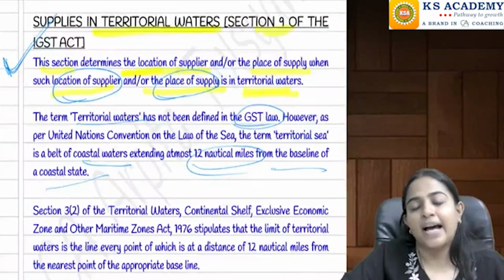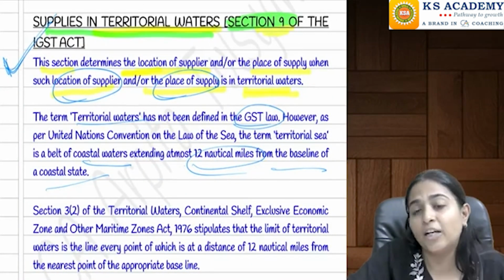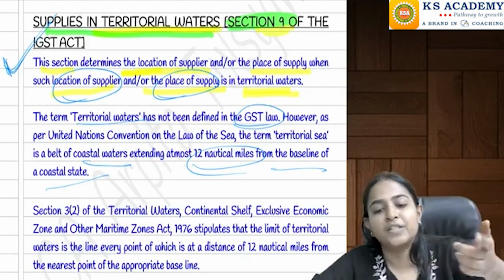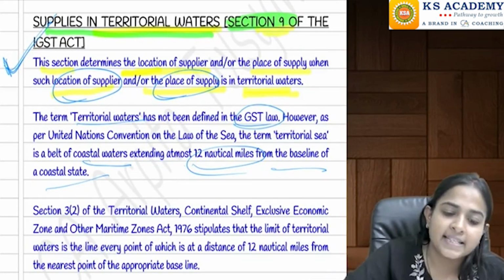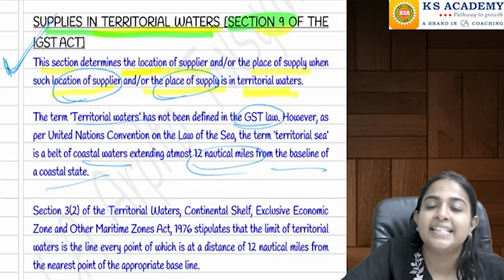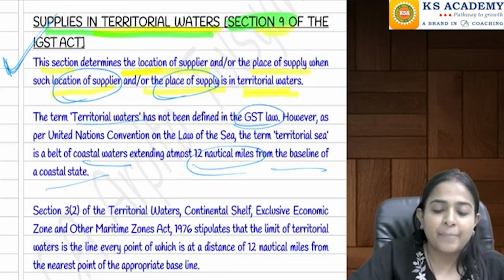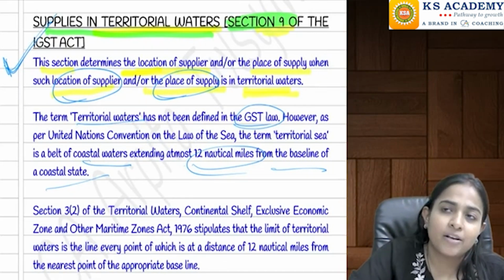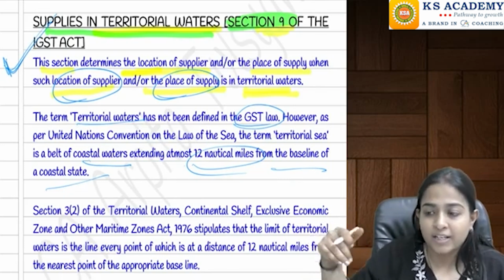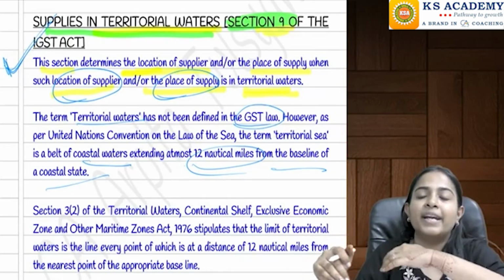And the last one, that is section number 9. Section number 9 talks about supplies done in territorial waters. If the location of the supplier or the place of supply, if either of them is in the territorial waters, then we have to check which state's territorial water it is. For example, if the place of supply is in the territorial waters, then you have to check which state has the nearest appropriate baseline.